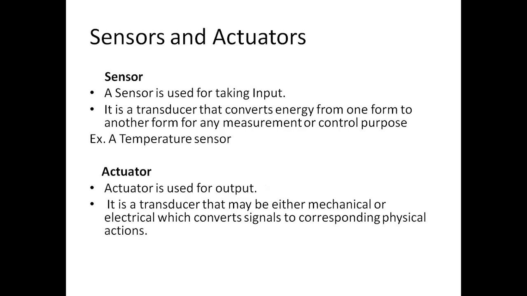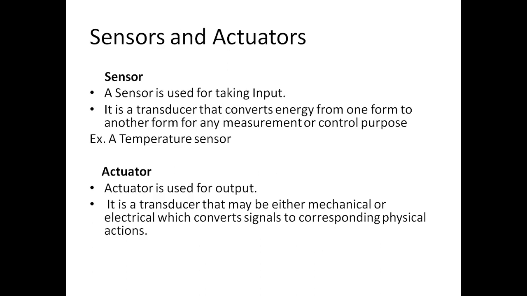So what is a sensor? A sensor is a transducer device that converts energy from one form to another for any measurement or control purpose. It is performing some sensing operation. What types of sensors do we see in our daily life? Maybe a temperature sensor or a moisture sensor, right? As an example, a temperature sensor senses the temperature within that area and provides that information. Then what is an actuator? It is a form of transducer device which converts signals to a corresponding physical action. It is an output device.